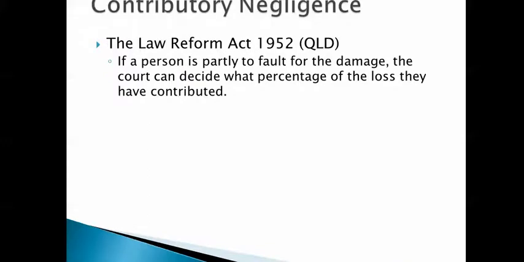Contributory negligence. If a person is partly to fault for the damage, the court can decide what percentage of the loss they've contributed, and they can make that assessment up to 100%. So some of you could have argued that there was a duty of care, the duty of care was breached, and there were damages, and then decided that Dan was 100% responsible because he was using the swings in a way that was not appropriate. I think that would probably be a better conclusion than to say there was no breach of the duty of care. I think there was a breach of the duty of care because they should have had seats that had that capacity. However, I think it's easy to argue that he was 100% responsible for his damages. I think that's perhaps a more sophisticated way of arguing that.